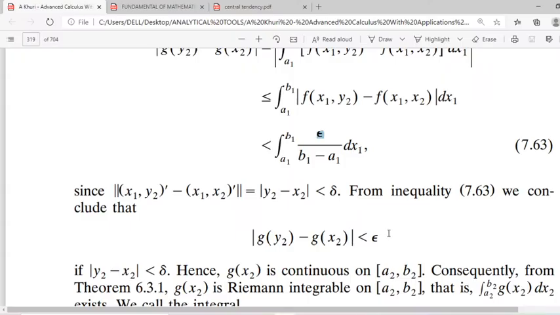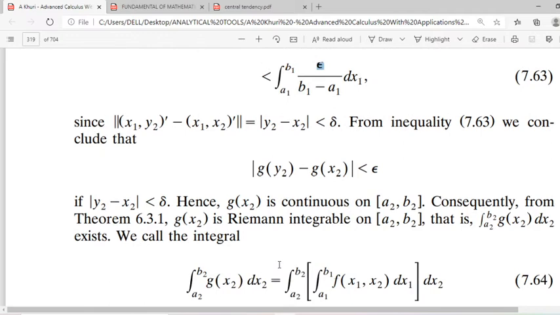So that is coming here. If mod y2 minus x2 is less than delta, because the x1 term has disappeared. Hence, we obtain the result that whenever mod y2 minus x2 is less than delta, then g of y2 minus g of x2 is less than epsilon. That is the continuity property of g. So from this result we can say that g is continuous on a2 comma b2.